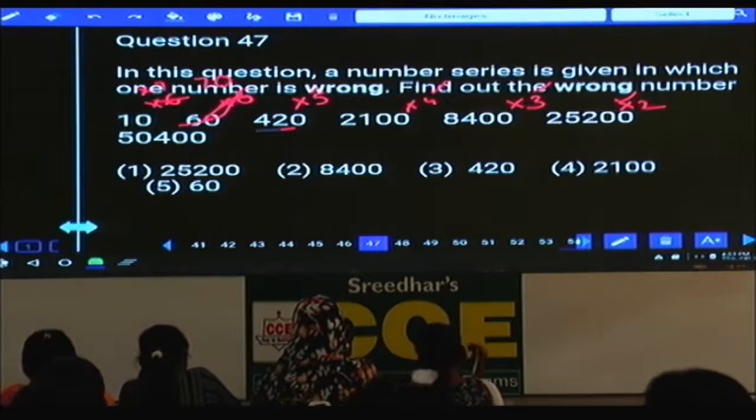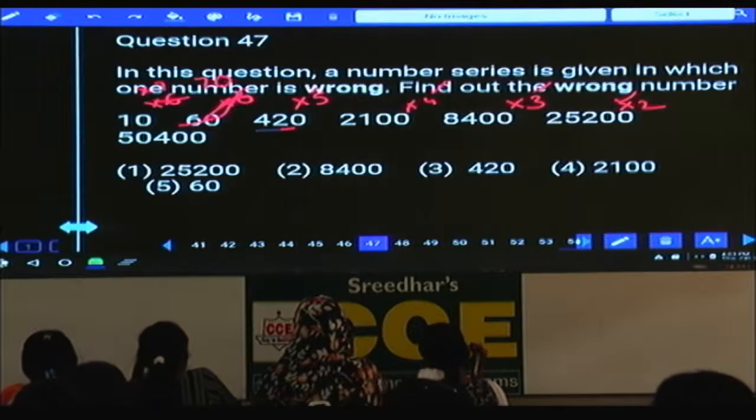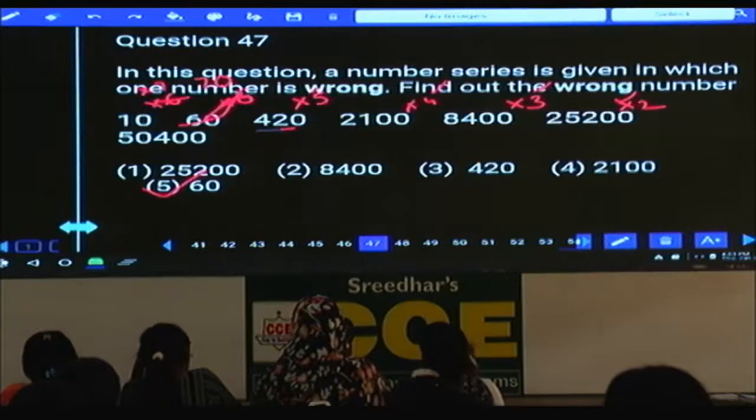Hence what is the wrong number we have? 60 is the wrong number, 70 is the correct number, choice 5. Now, understood?